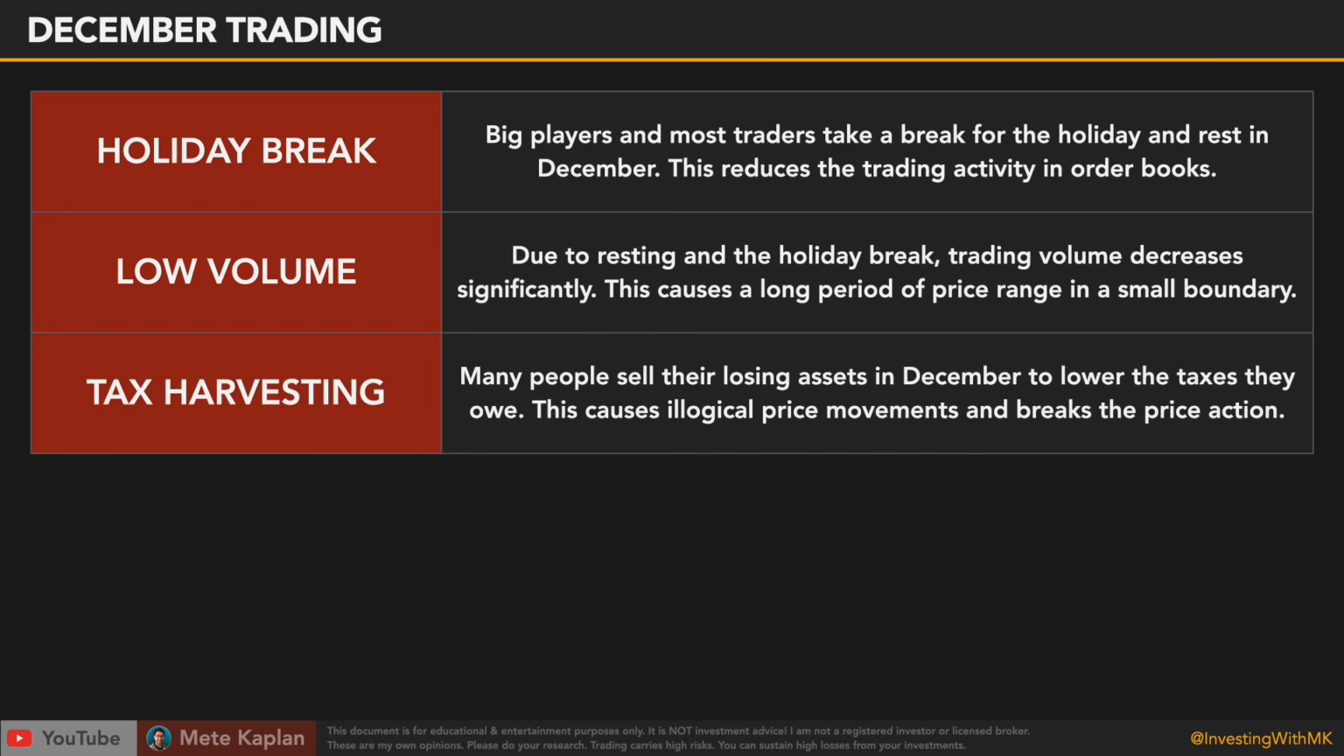Another factor is something called tax harvesting. This simply means many people sell their losing assets in December to lower the taxes they owe. This creates price movements that don't really make logical sense at all, often breaking clean price action. For example, you might see a great long setup, but instead of buying, you may sell open positions just to reduce your taxes. This creates price action that feels completely illogical. This is why the patterns are breaking.